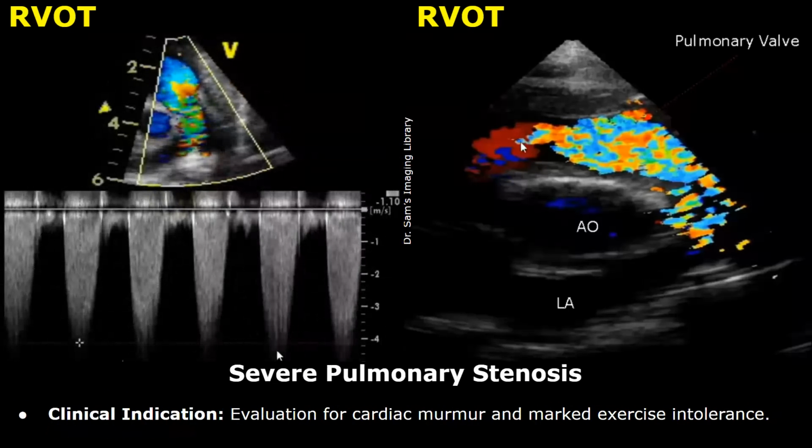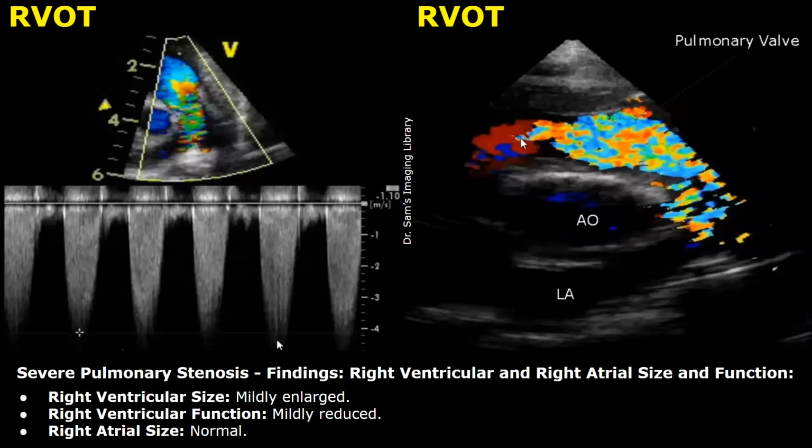This is a case of severe pulmonary stenosis. Clinical indication is evaluation for cardiac murmur and marked exercise intolerance. The right ventricular size is mildly enlarged, right ventricular function is mildly reduced, and the right atrial size is normal.